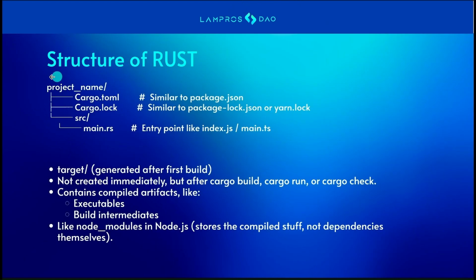This is the structure of a Rust project, where you will have the main.rs file, which acts as the entry point of your project, just like index.js or main.ts. If you are familiar with Node.js, you will get an idea of index.js, which is the starting point of any Node.js project. The second files are Cargo.toml and Cargo.lock. TOML stands for Tom's Obvious Minimal Language, which is similar to package.json, and Cargo.lock is similar to package-lock.json or yarn.lock. Let me walk you through this.